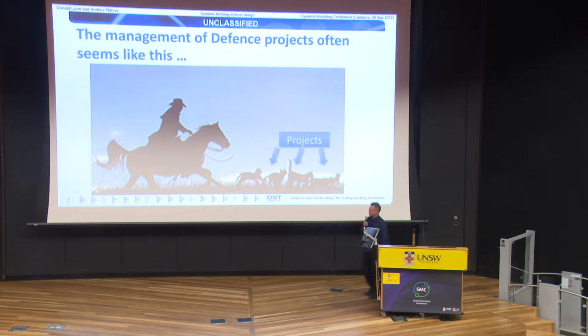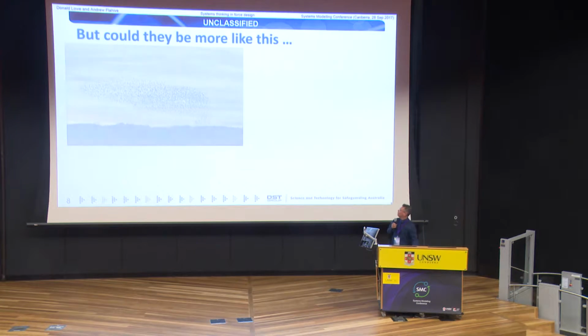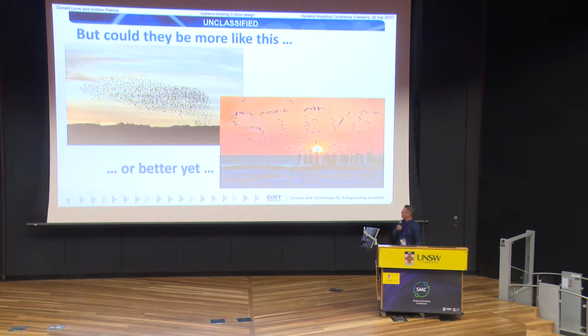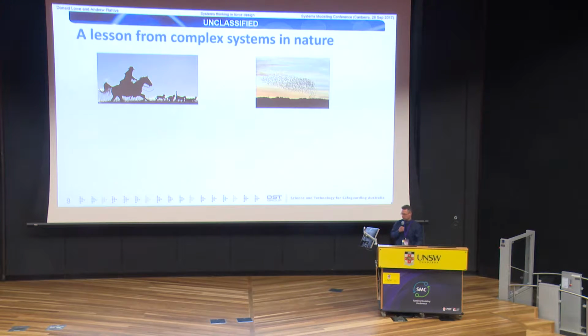Sometimes managing projects is a little bit like this in defence. You've got a lot of cats running around being herded by a program manager or a program sponsor. But what if it was more like this? A flock of birds moving around the space, almost in harmony. Or better yet, perhaps more designed, a flock of birds like this here on the right. The cats, on one hand, are quite independent, very hard to herd. Birds, on the other hand, are natural. They self-organise and exhibit flocking behaviour.